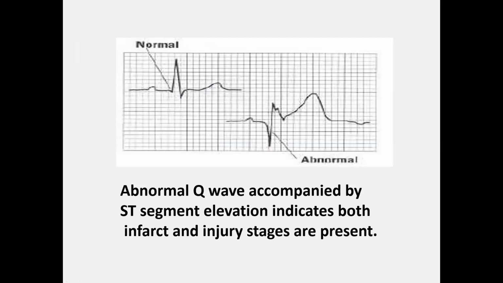So what if you had pathologic Q waves in leads 2, 3, and aVF? What does that mean? That means that person had an inferior MI. Part of that inferior muscle is dead. And at some point, that right coronary artery was occluded.